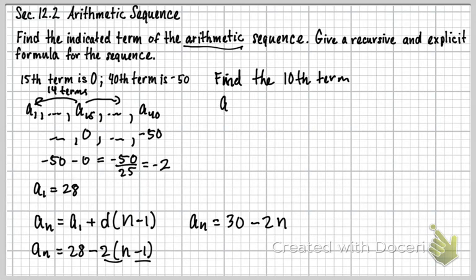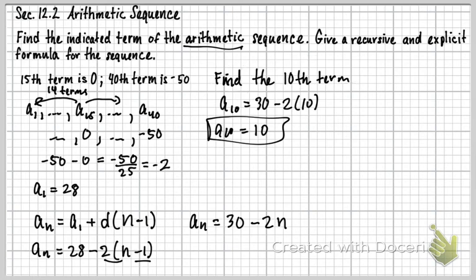So then all I have to do is plug in a 10 there. So that's going to be 30 minus 2 times 10. That's going to be 20. So my A10 is going to be 10. Oh, nice. Okay, so anyway, so there's that piece. Sorry I had to add that in there. That's okay, though. No big deal.